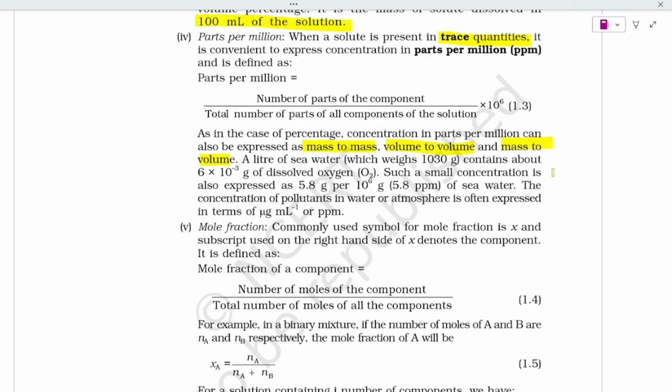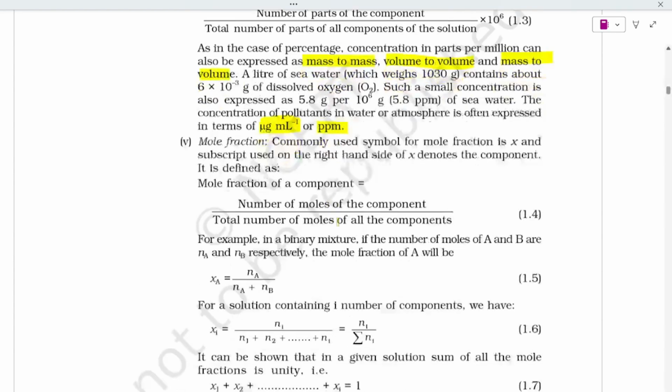Such a small concentration is expressed as 5.8 gram per 10 raised to 6 gram of seawater, that is 5.8 ppm. The concentration of pollutants in water or atmosphere is often expressed in ppm, or we say for 1 ppm, some value comma ppm. This is how we express it. This is microgram per milliliter.